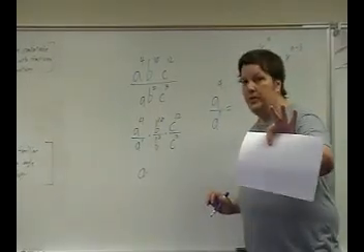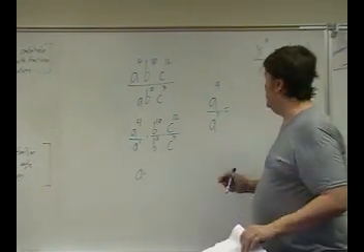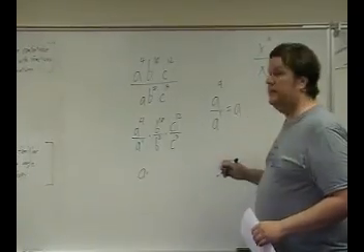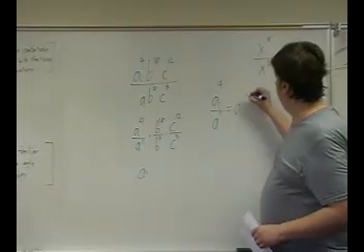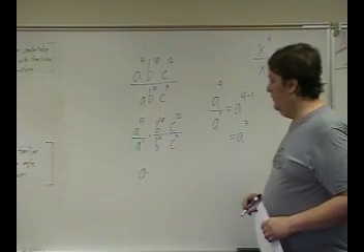But just to prove that the quotient rule works, and to show how the quotient rule works, I've got a to the 4 divided by a to the 1. That gives me a, because I'm getting rid of the extra base. It's just going to be 4 minus 1, which is going to give me a to the 3rd power.